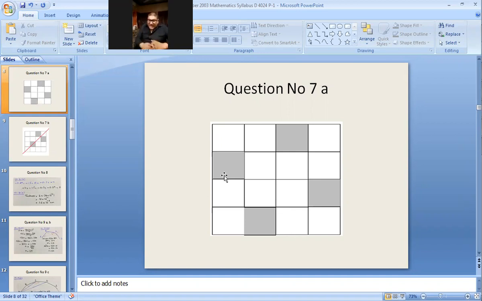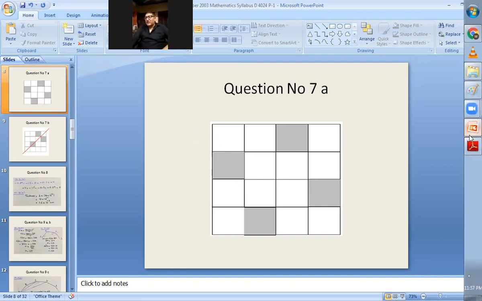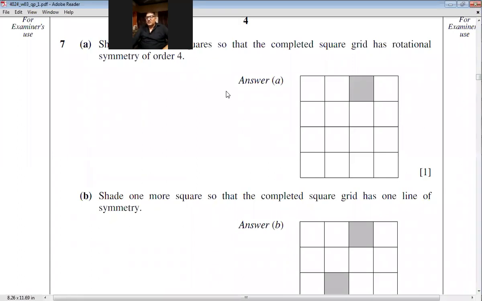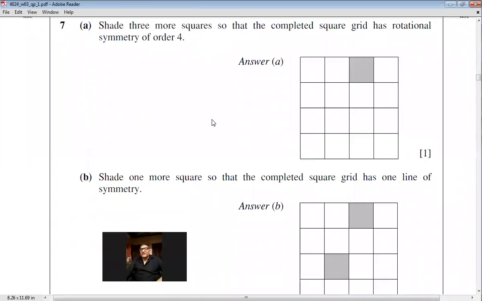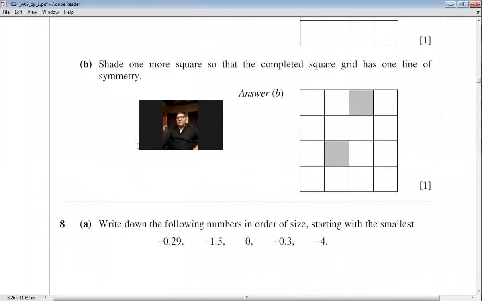It's like a fan with four blades. So this is the center, and the 1st blade, 2nd blade, 3rd blade, and the 4th blade. In a single complete rotation, this figure will fit on its basic image 4 times. That's why we say the order of rotational symmetry is 4. So let's move to the next question. The next question is on your screen. It says B part, question number 7.